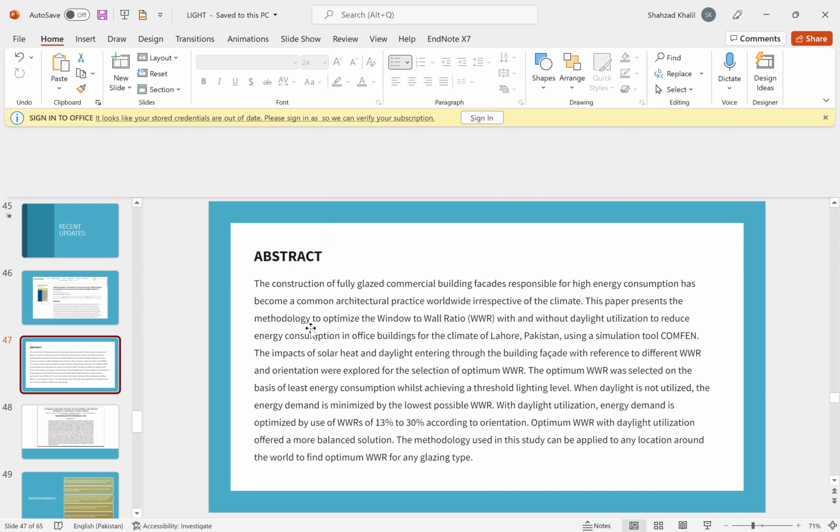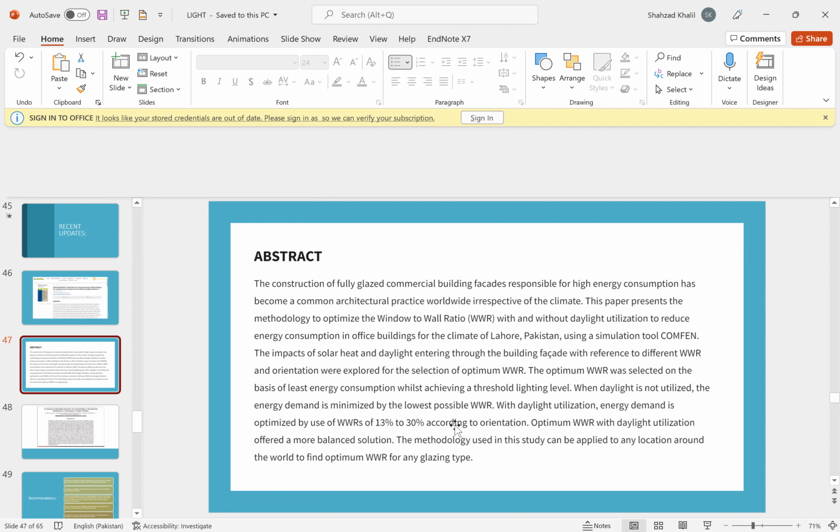This paper presents the methodology to optimize the window to wall ratio, WWR, with and without daylight utilization to reduce energy consumption in office buildings for the climate of Lahore, Pakistan, using a simulation tool, COMFEN. The impact of solar heat and daylight entering through the building facade, in reference to different WWR and orientation, was explored for the selection of optimum WWR. The optimum was selected on the basis of least energy consumption while achieving a threshold lighting level.